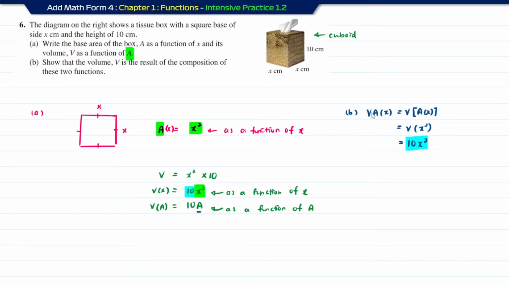So this composite function VA is the volume, the same as the one you found in part A. Or I can replace the x squared with A, so this 10A is also the same as the volume that you found in question A. So this composition VA is the volume of the tissue box.